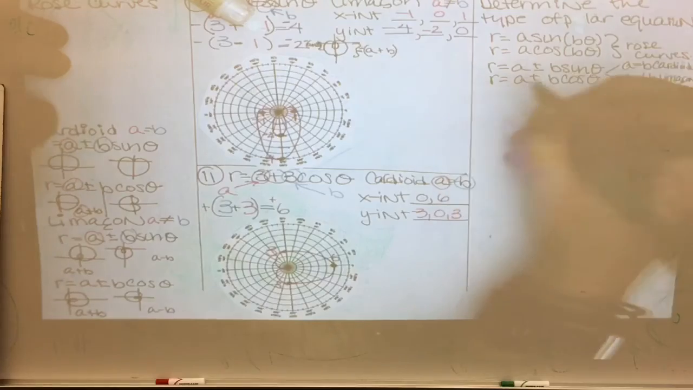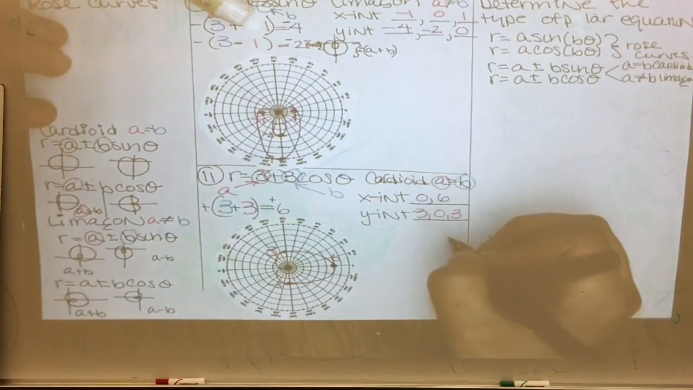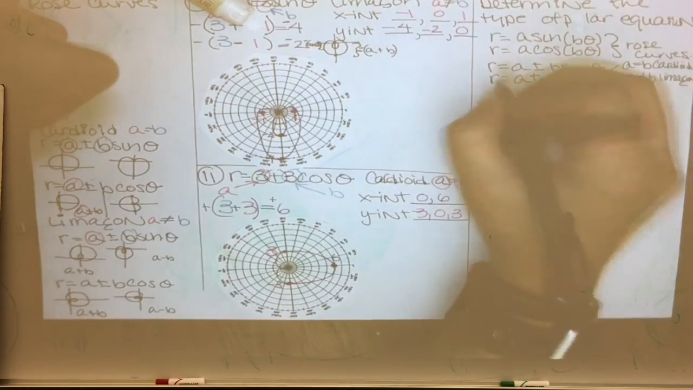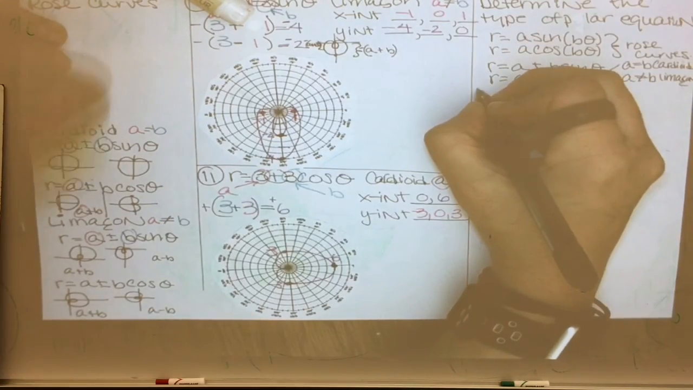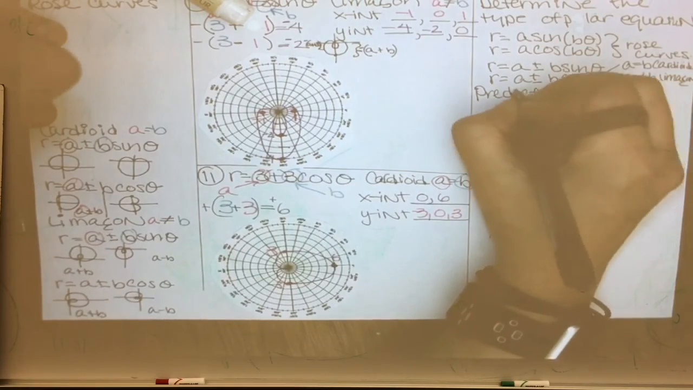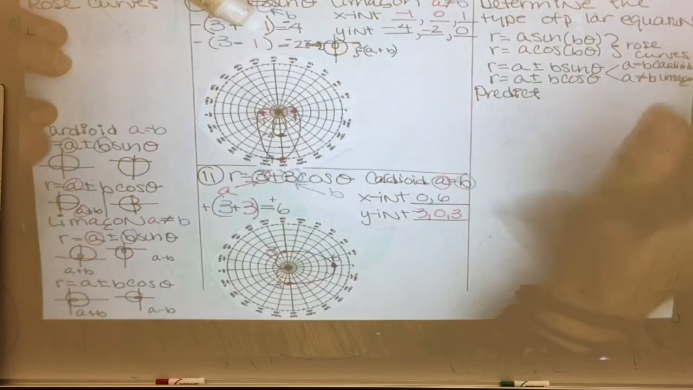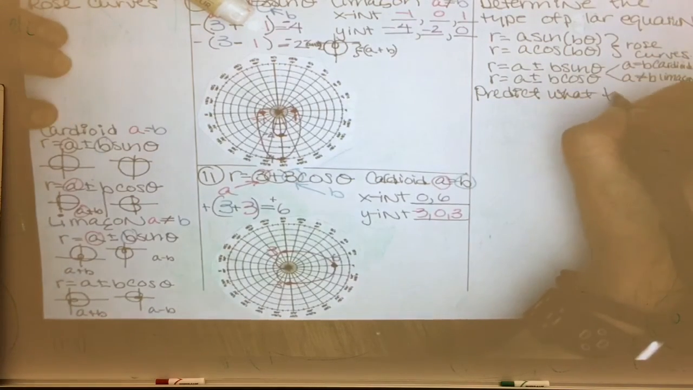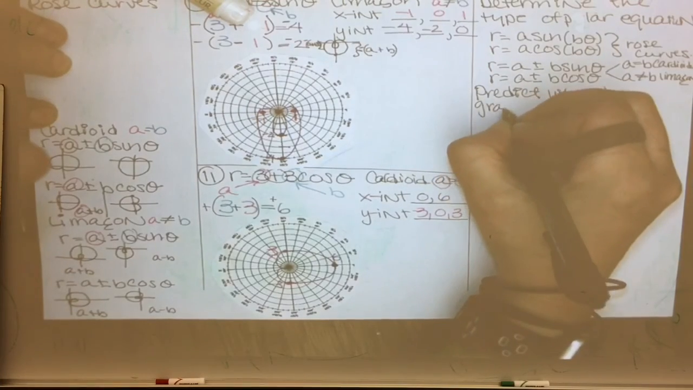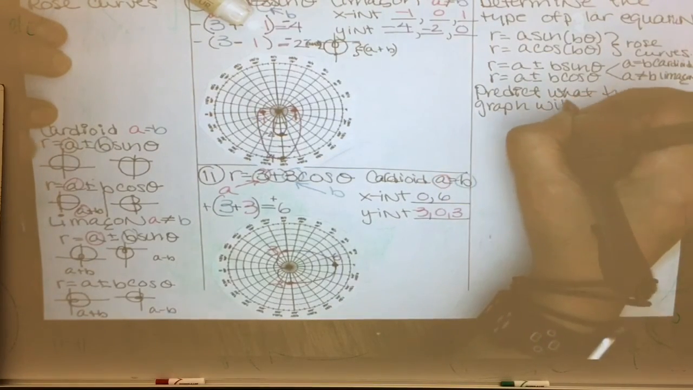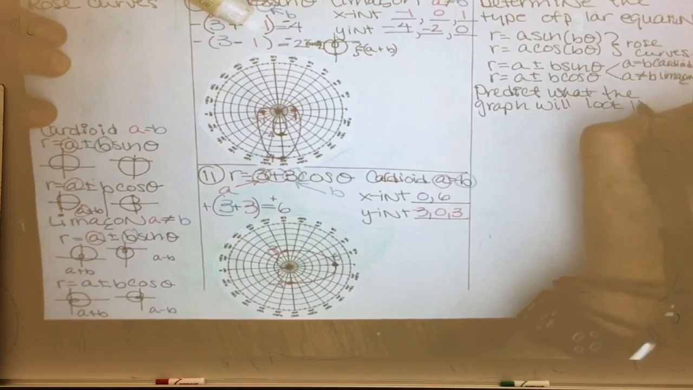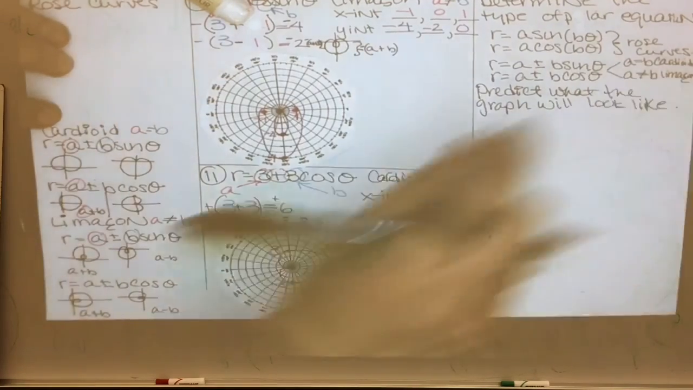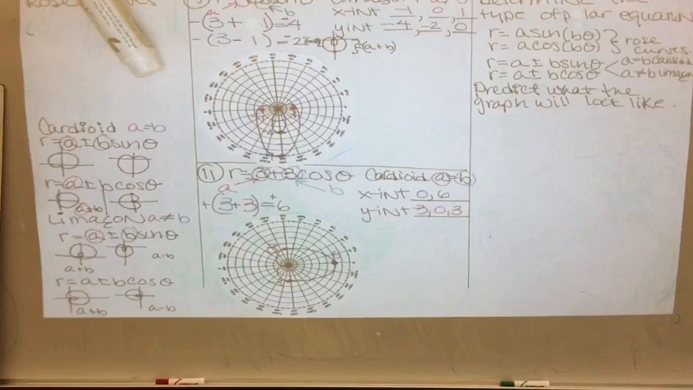So I like to draw a basic sketch, or predict what the graph is going to look like. I do this in all graphing problems. I always do a little prediction: predict what the graph will look like. I didn't write down that prediction here, but I'm going to do that right now.